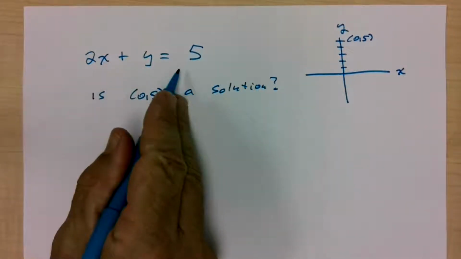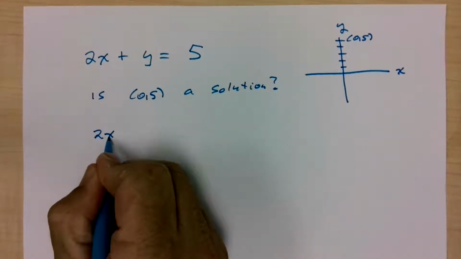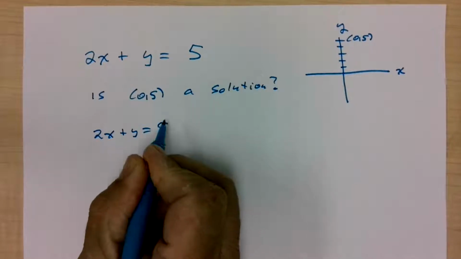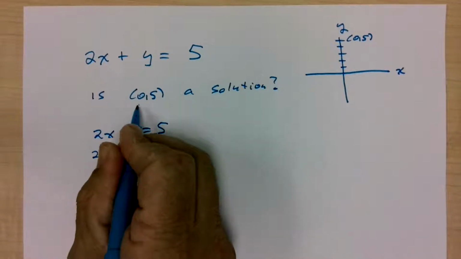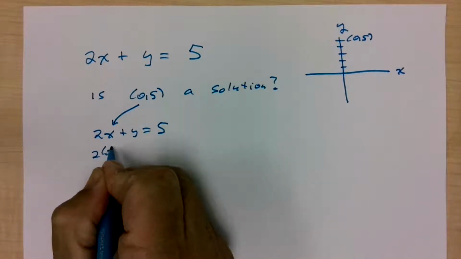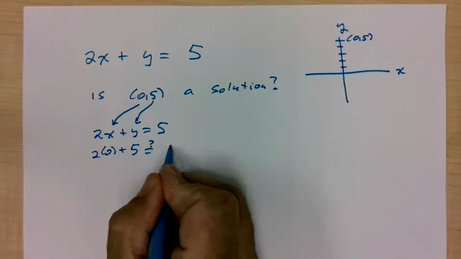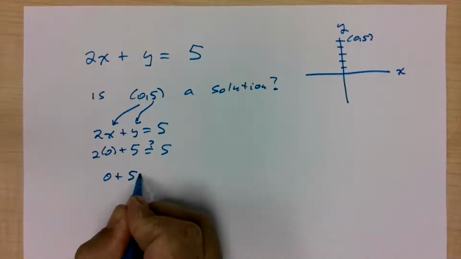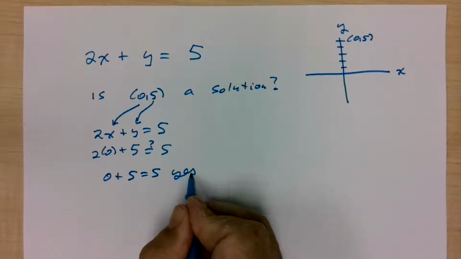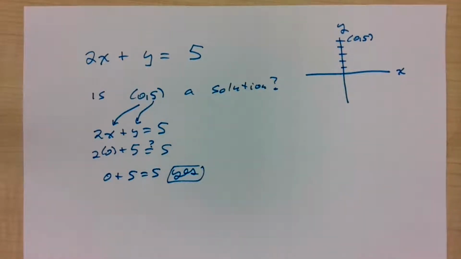I'm going to plug in to see if it's true. We're starting with 2x + y = 5. We'll plug 0 in for x. x is 0. 2 times 0 plus, plug 5 in for y. Does that equal 5? Does 0 + 5 equal 5? The answer to that is yes. So (0, 5) is a solution.